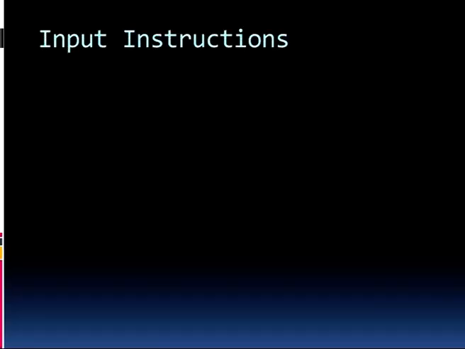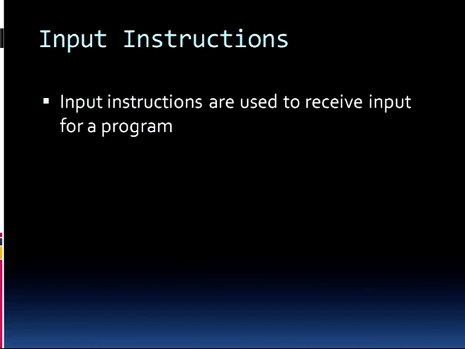Now let us discuss input instructions and output instructions. Input instructions. Input instructions are used to receive input from the user during the execution of a program. For example, in C language, the scanf function is used to receive input from a user during the execution of a program, and this function has a general syntax as we use the word scanf in small case followed by parentheses. Within parentheses there are two parts.